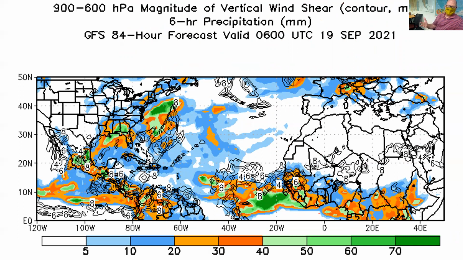Wind shear. This is a map of wind shear, where the contour lines are in meters per second. In the green, we're looking at close to 60 to 70 meters per second, and down to 0 to 5 in the white, and so forth. So this is useful information if you're flying in that area.